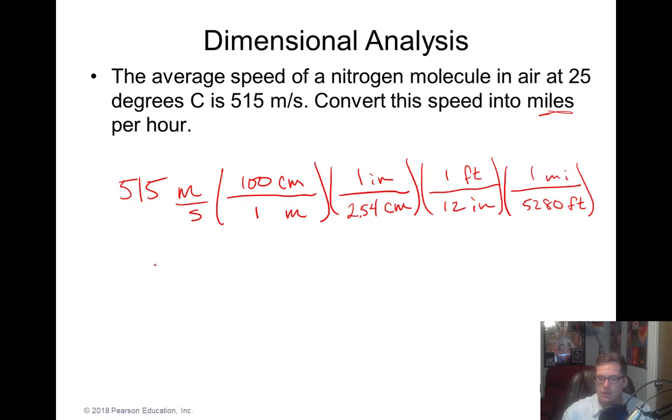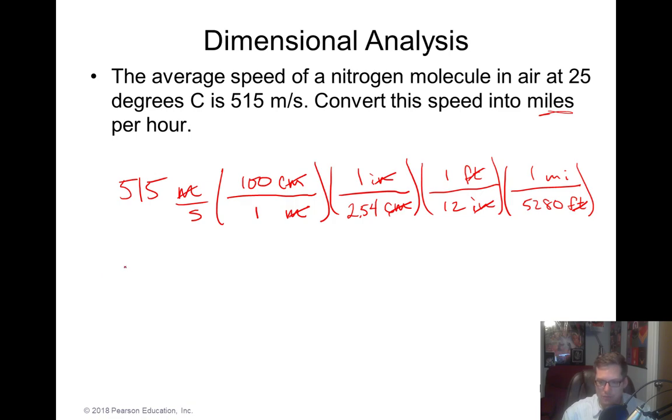So far, if I did all that math out, my units would be thus. My meters would cancel with meters, my centimeters would cancel with centimeters, my inches would cancel with inches, and my feet would cancel with feet. So I'd be left with miles per second. That's what I'm at right now. I'm in miles per second.